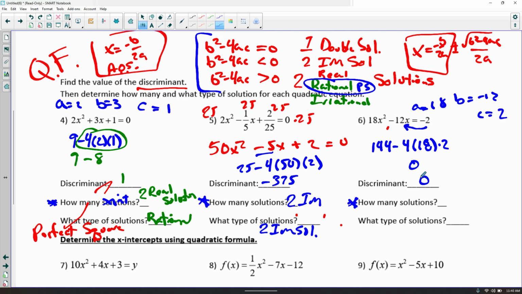How many x-intercepts do you have? 1. One double solution. Now, remember, it is also a real solution. So, one double real solution. You guys good? Does anybody have any questions on that?